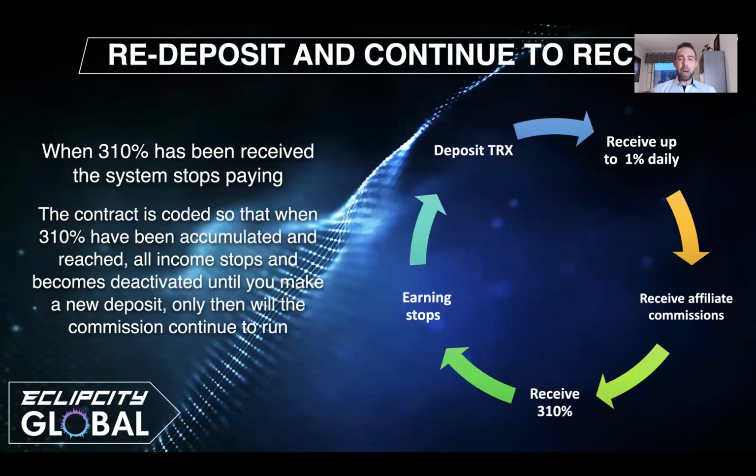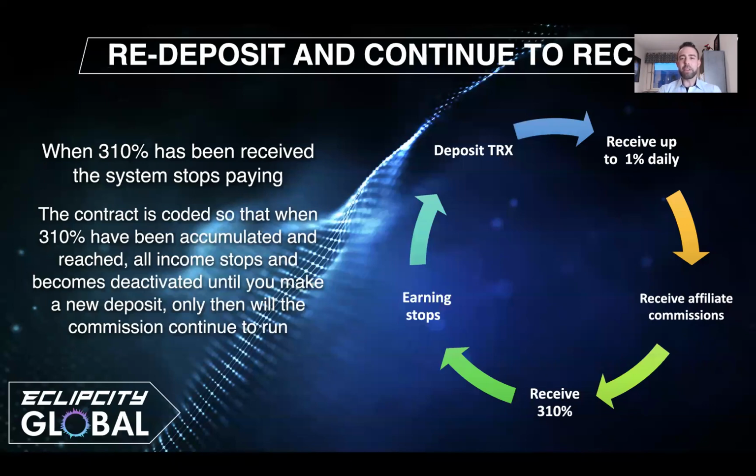Now, you can redeposit and continue to receive as well, because when 310% has been received, the system will stop paying. You have now received the support that you were entitled to receive. No more, no less. The contract is coded so that when 310% has been accumulated and reached, all income stops. That means the daily 1% and any possible affiliate commissions that you will be receiving as well. So all income stops and becomes deactivated until you make a new deposit. Only then will the commissions continue to run.